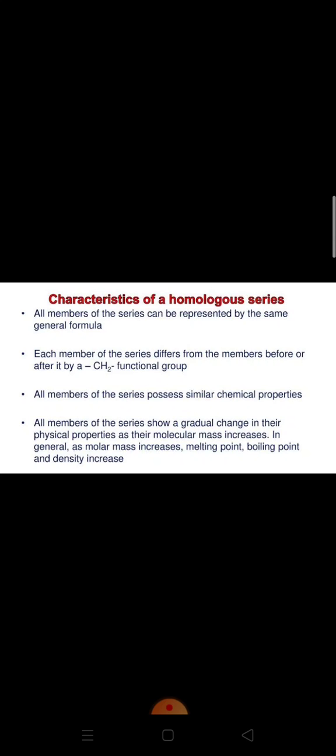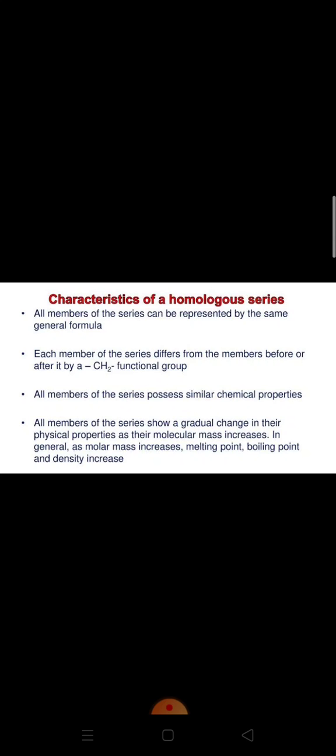Next characteristic of a homologous series is each member of the series differs from the members before or after it by a CH2 group. Means if we are comparing the first and second member of any homologous series, then we will find that in the second member one carbon and two hydrogens will increase.